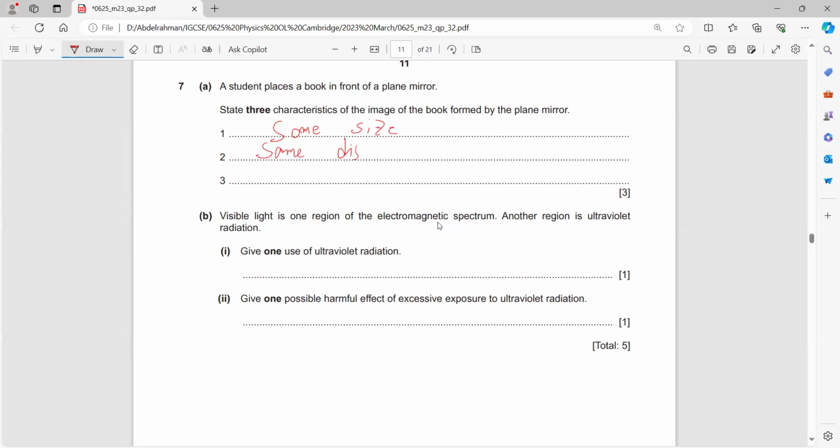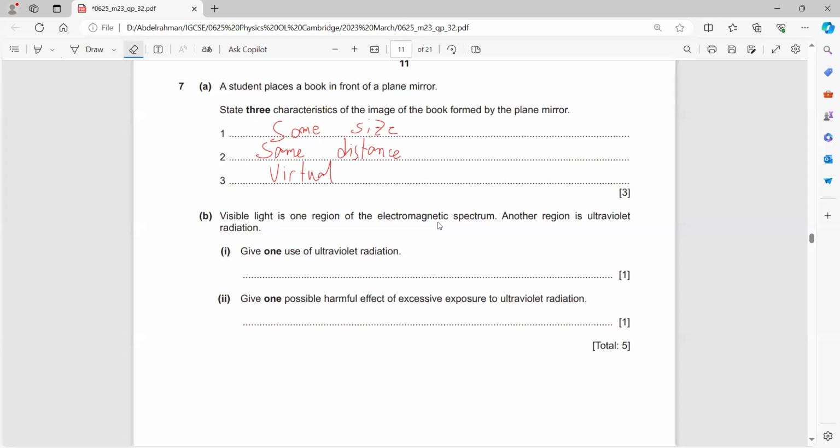Okay, and I want someone to tell me the last one. What is the last? Virtual image. Thank you. What do I mean by virtual image? It is not a real image. Not real is not the answer. You cannot write down not real. I'm just telling you that a virtual image is a non-real image.